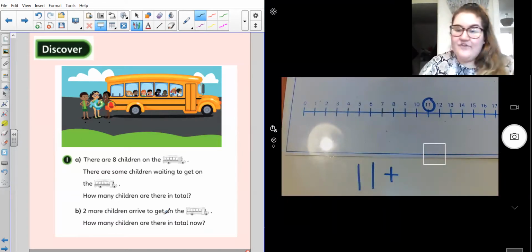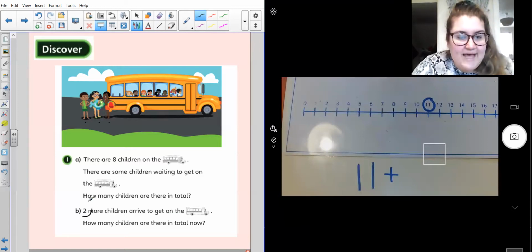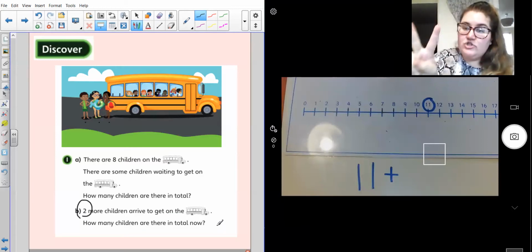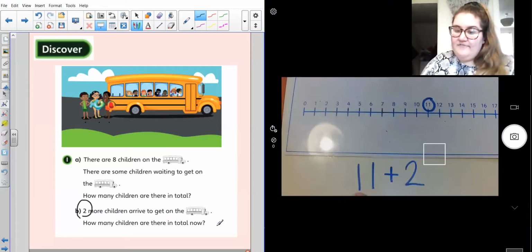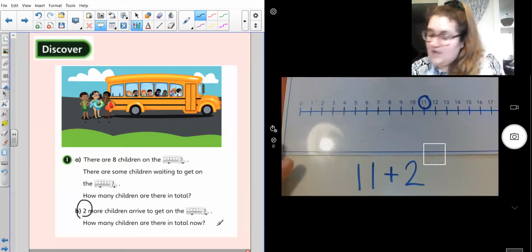Super. So I've got 11 and it says here, look, I'm going to pick out that key bit of information. 2 more children arrive. So I'm going to start at my first part and jump my second part. Can you tell me when to start?